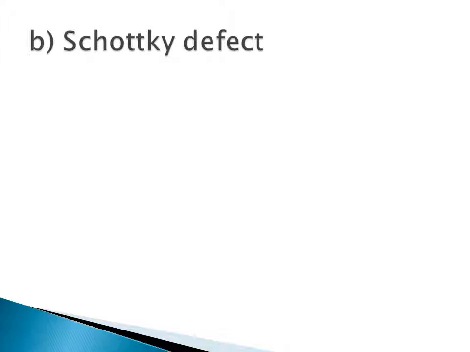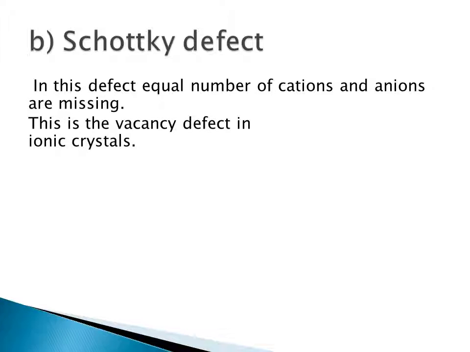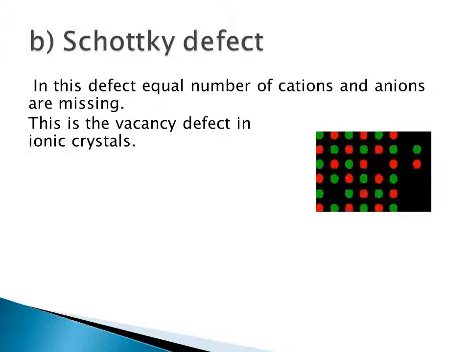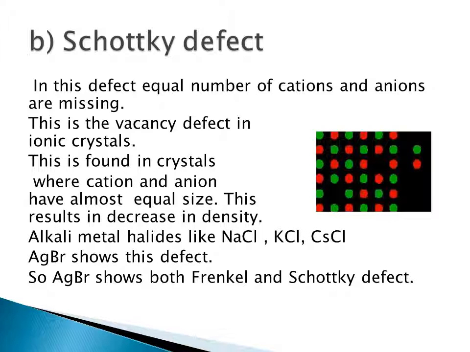The second important defect in ionic solids is Schottky defect. Now this is a vacancy defect where an equal number of cations and anions are missing. It's found in crystals where the sizes of both the cation and anion are almost equal. There will be a decrease in density. Alkali metal halides exhibit Schottky defect. Remember, a solid which shows both Frenkel and Schottky defect is AgBr.